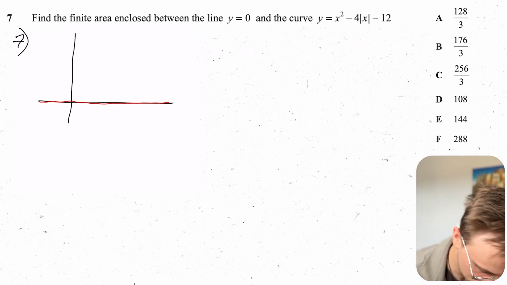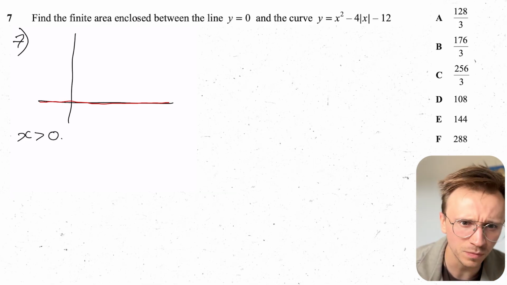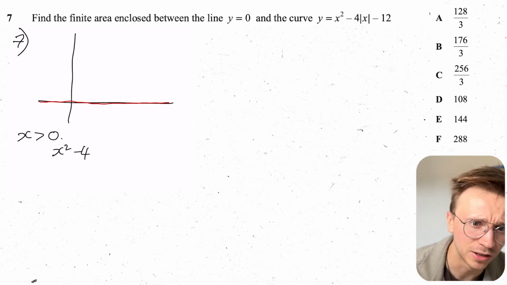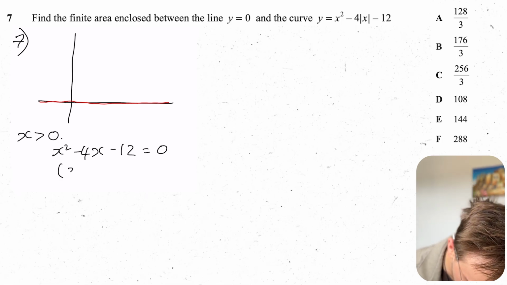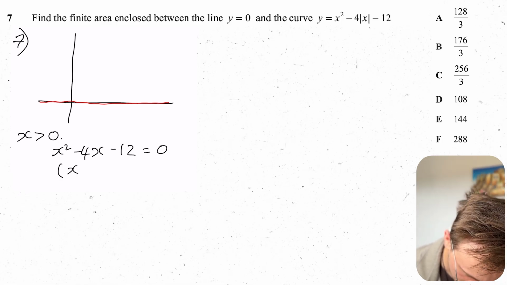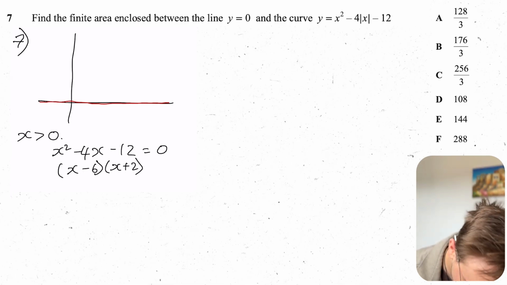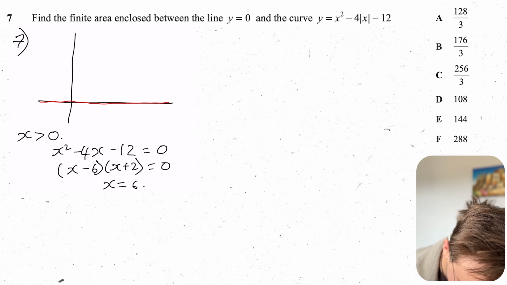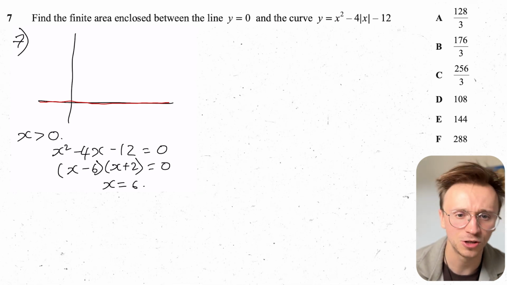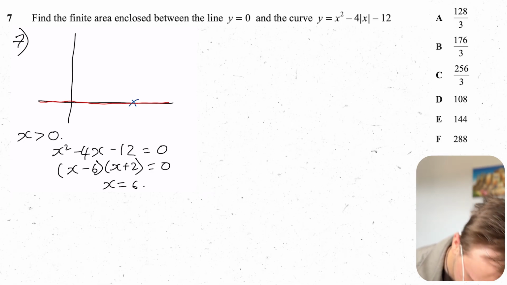So I'm going to do it in two cases. When x is greater than 0, we have x squared minus 4x minus 12 equals 0, then (x - 6)(x + 2) = 0. So I have one crossing point at x = 6. Can't use the -2 because that's against what I said before.